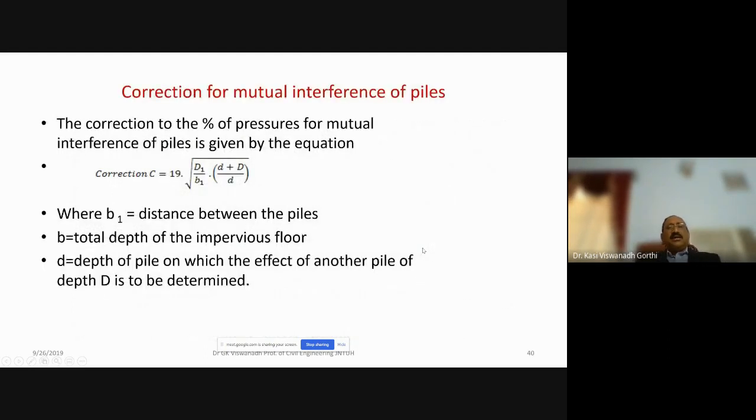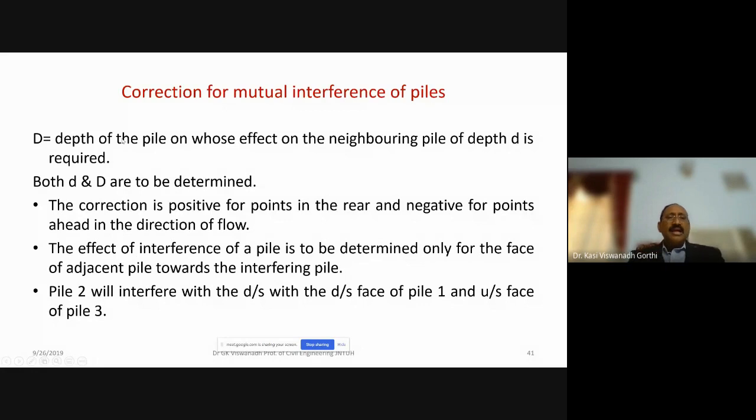So the correction to the percentage of pressure for the mutual interference of the piles is given by the simple equation. Correction C would be equal to 19 into square root of D1 by B1 into (D plus D) by D. So B1 is the distance between the piles, B the total depth of the impervious floor, D the depth of the pile on which the effect of another pile of depth capital D is to be determined. Small d, capital D, because you have two piles. Capital D is the depth of the pile whose effect on the neighboring pile of depth small d is required. So both small d and capital D are to be determined.